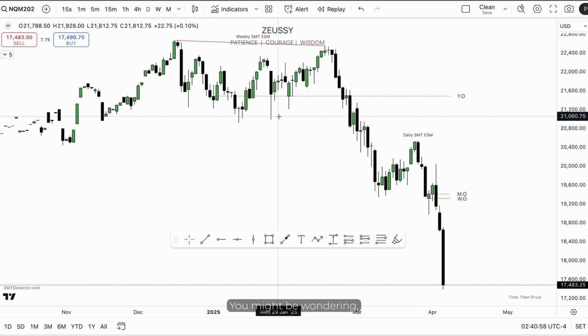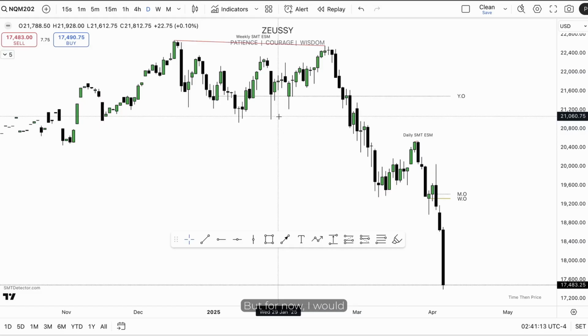You might be wondering, how do you know that the institutional order flow is bearish? How do you know that the market was being repriced towards the downside? Well, there's a lot which we can discuss in order to confirm that we were in a sell program.